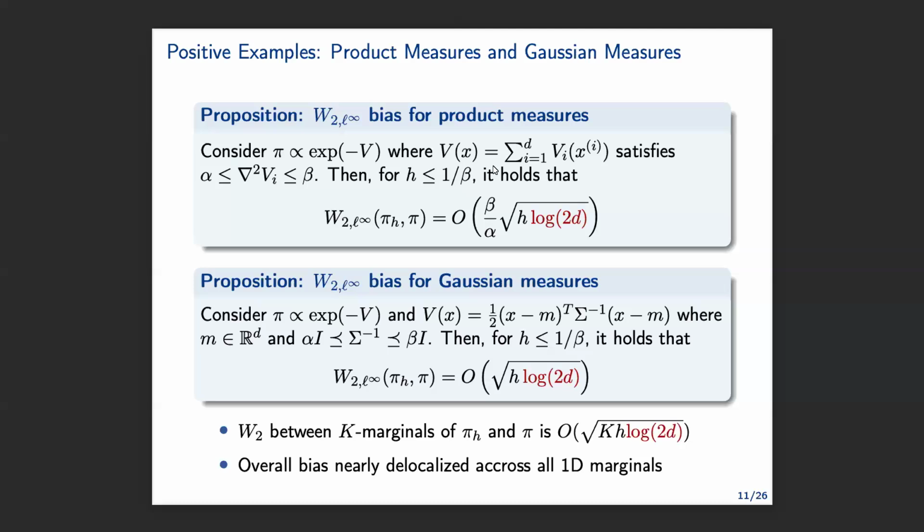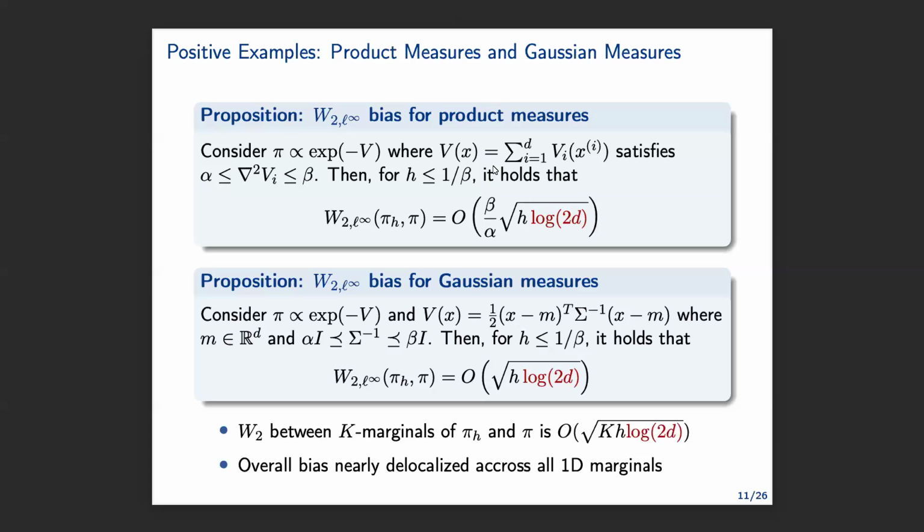Another interesting case will be the Gaussian measures. For Gaussian measures, we know that the Langevin algorithm turns out to be the OU process, for which we have the explicit formula for all the iterates. Consider the Gaussian case, which will just be a quadratic function, and the log concavity assumption turns out to be the precision matrix between alpha and beta. Using this explicit formula in the Gaussian case, we can just calculate the Wasserstein-2 infinity metric between the two distributions, and we get similar things.